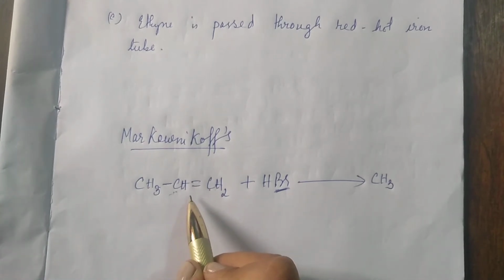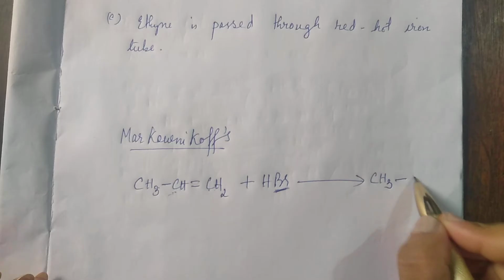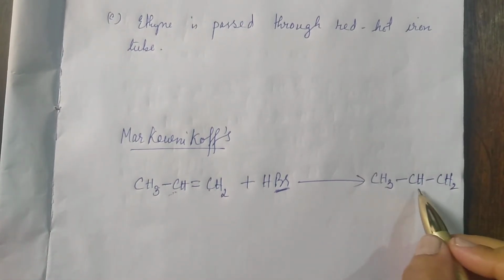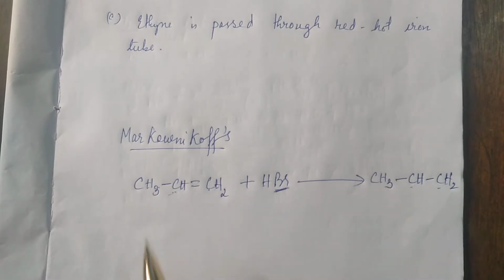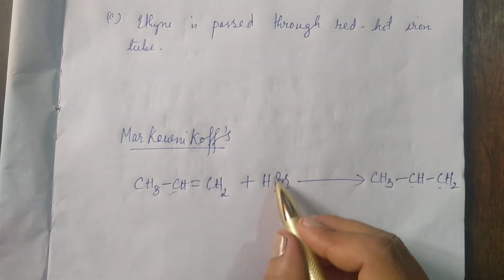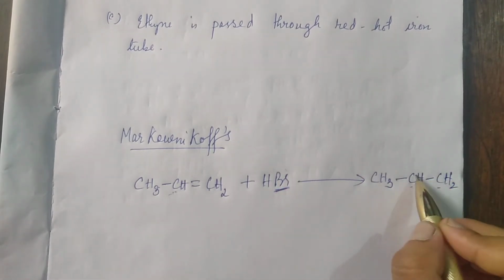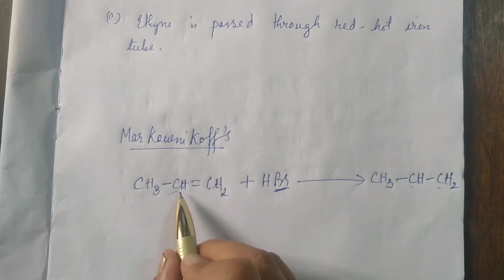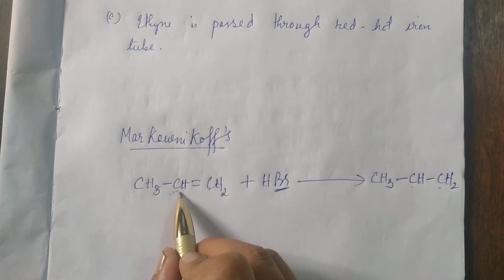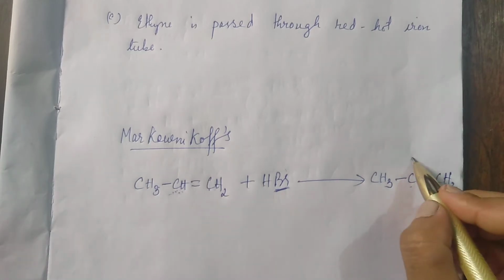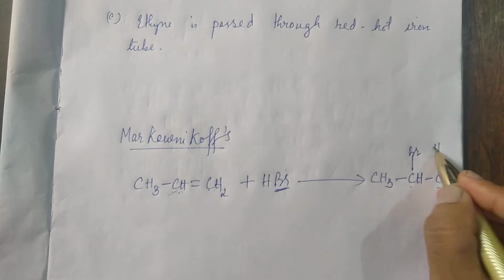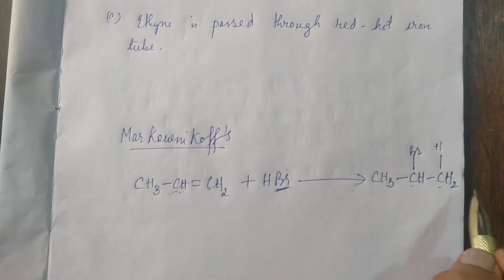As I told you, if there is a multiple bond, it will change into single bonded, and addition will always be on the multiple bonded carbon. So the negative part of the reagent will go to the carbon atom of the double bond containing less number of hydrogen. Which one is containing less number of hydrogen? This one, the second carbon. So the negative part will get bonded here, and the positive will be here. This is Markovnikov's rule.